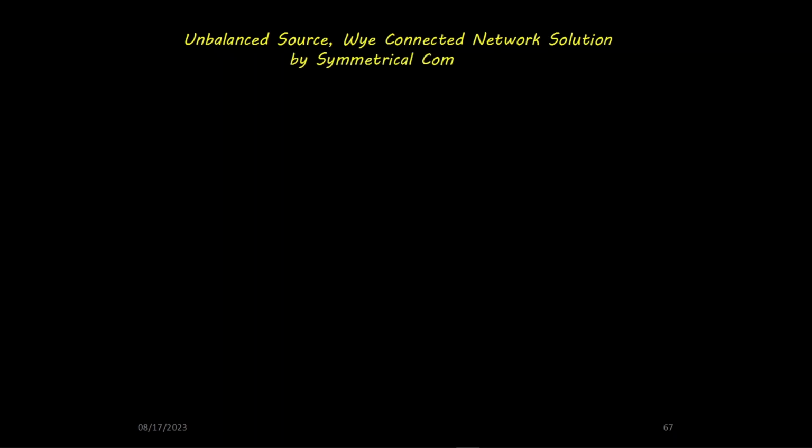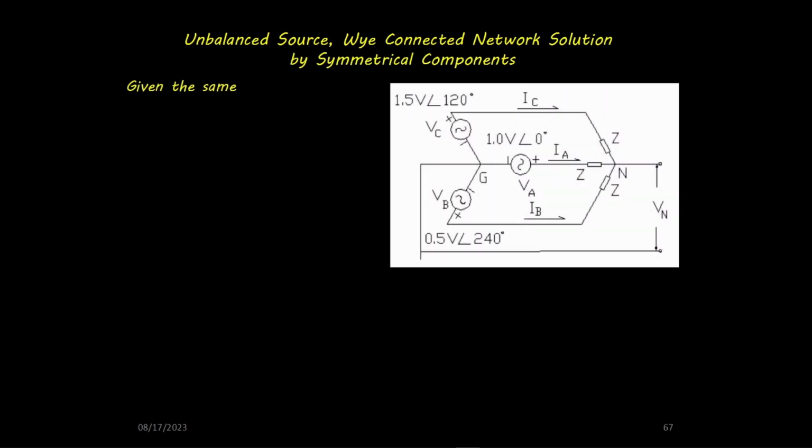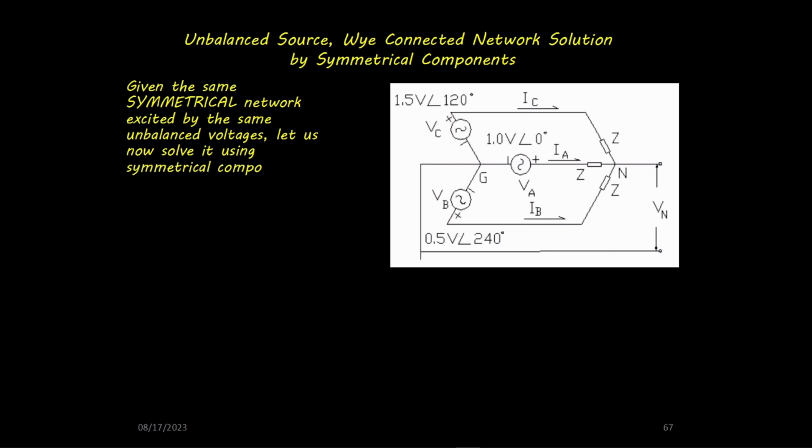Given the same symmetrical network, excited by the same unbalanced voltages, let us now solve it using symmetrical components. VA equals 1.0 volts at 0 degrees. VB equals 0.5 volts at 240 degrees. VC equals 1.5 volts at 120 degrees.